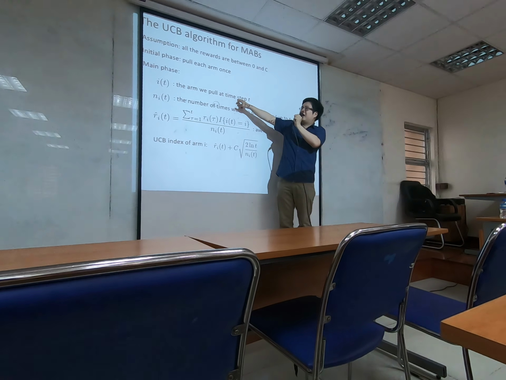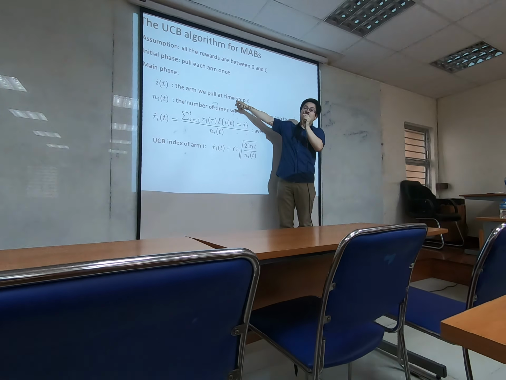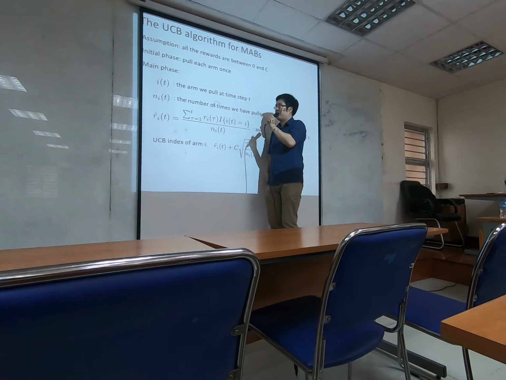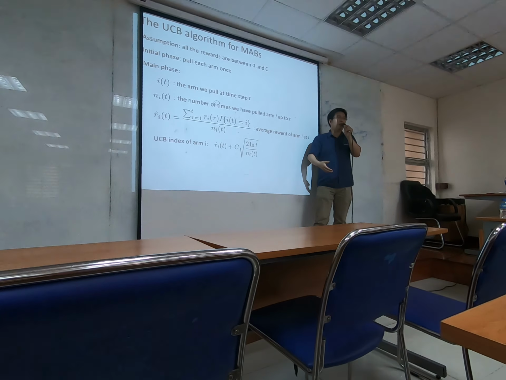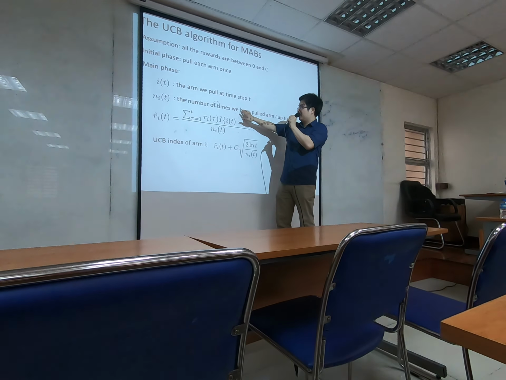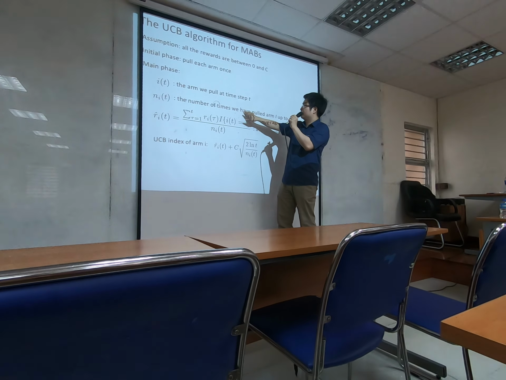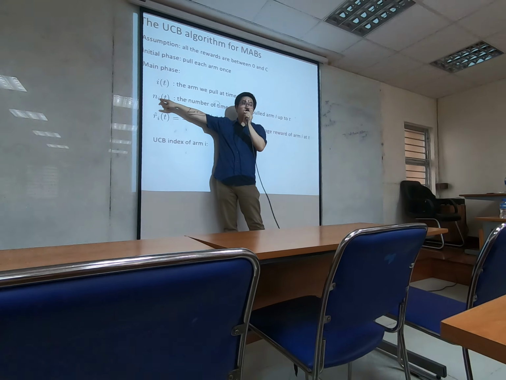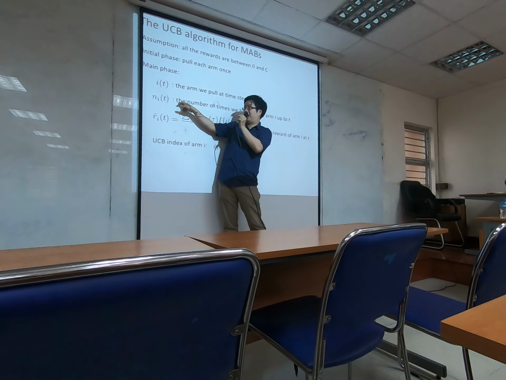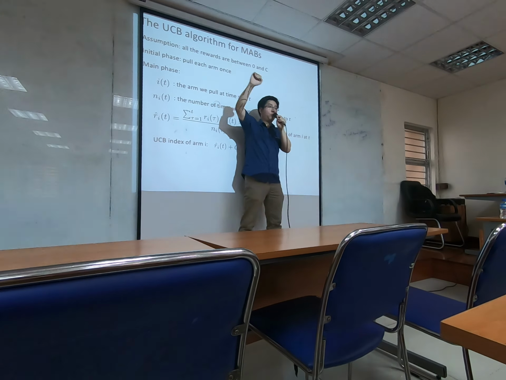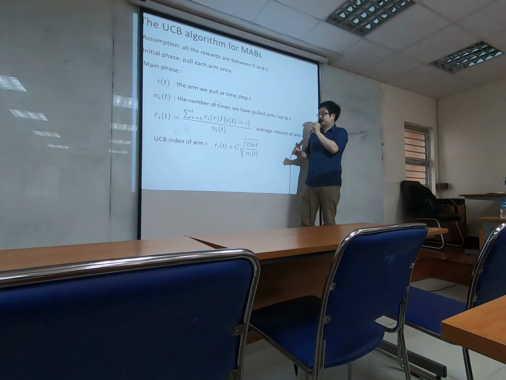We maintain the number of times we have pulled the arm. We denote it by N_i(t), the number of times we have pulled arm i up to time t. I_t is the arm we're going to pull at time t.